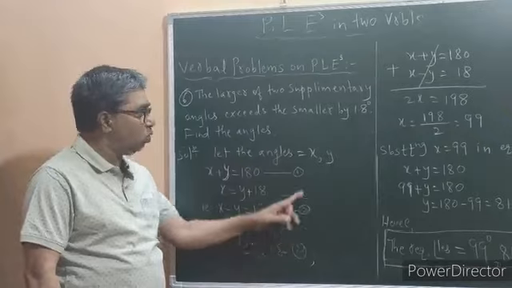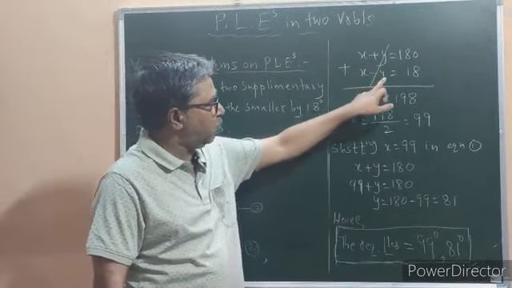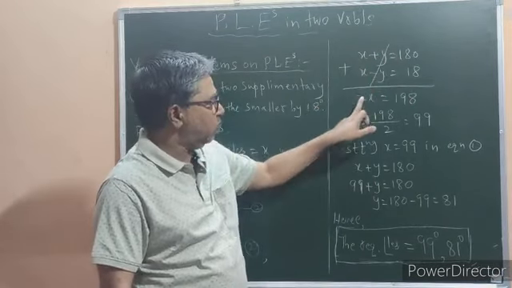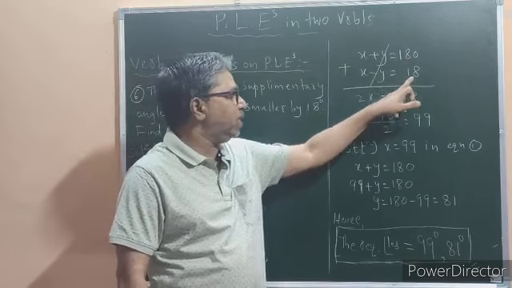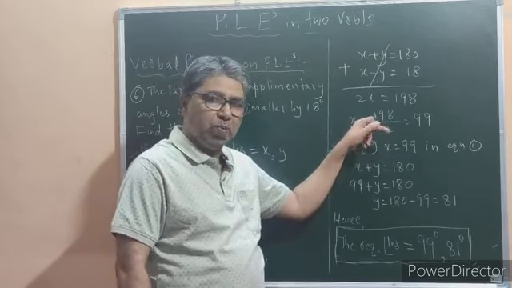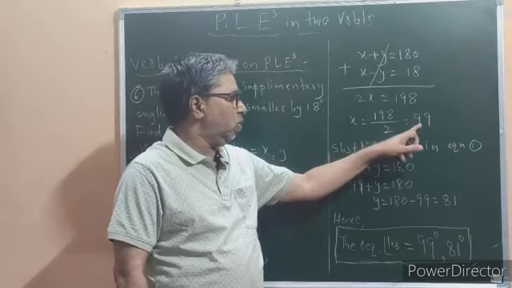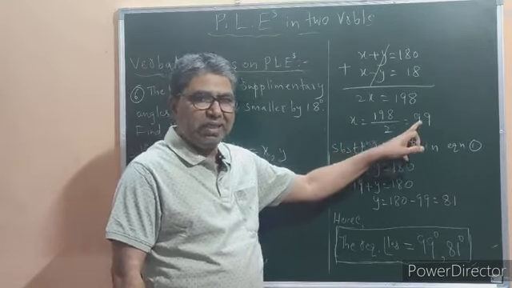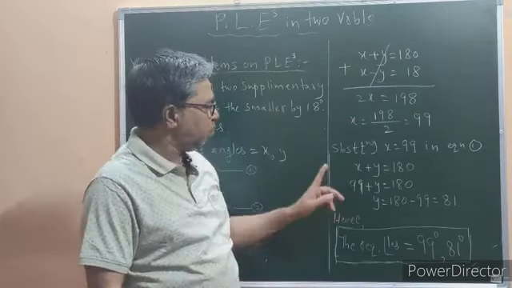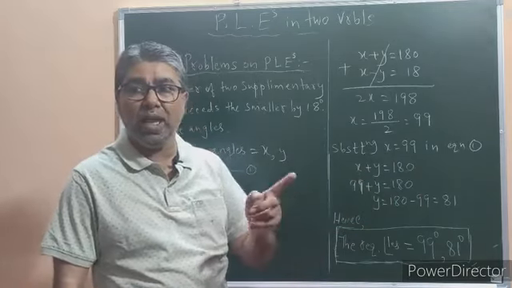Adding equations 1 and 2, we get x plus y is equal to 180 plus x minus y is equal to 18, plus y minus y will be eliminating. x plus x will be 2x is equal to 180 plus 18 will be 198. x is equal to 198 upon 2. After dividing 198 by 2, we are getting 99. 99 is the value of x, that is the first angle, 99 degrees. Substituting x is equal to 99 in equation 1 to get the value of y.